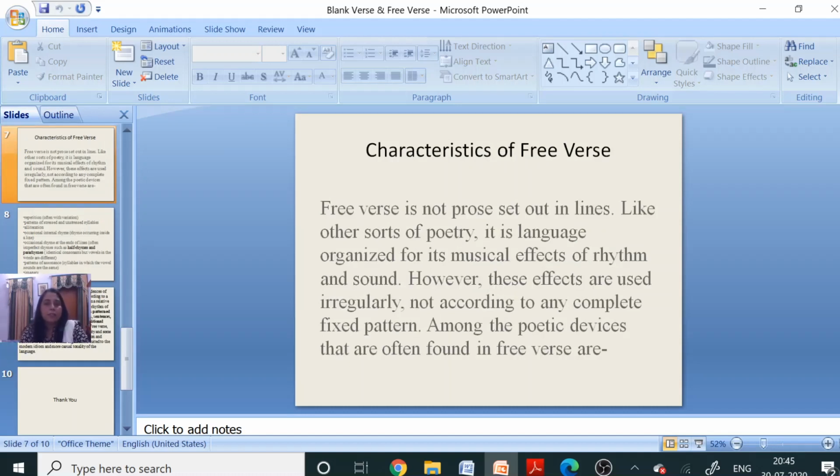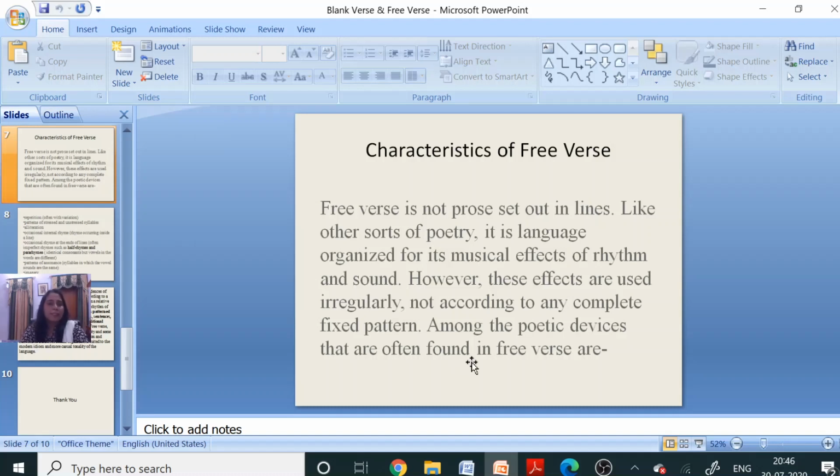Characteristics of free verse. So free verse is not prose set out in lines like other sorts of poetry. It is a language organized for its musical effects of rhythm and sound. However, these effects are used irregularly. So even a free verse poem has its rhythm or some musical effect, but it does not follow any particular pattern for that. It does not follow any complete fixed pattern.